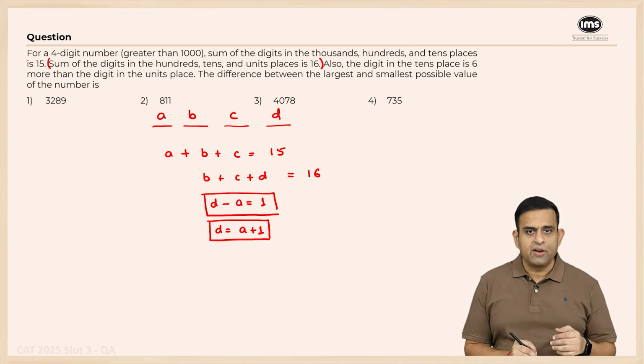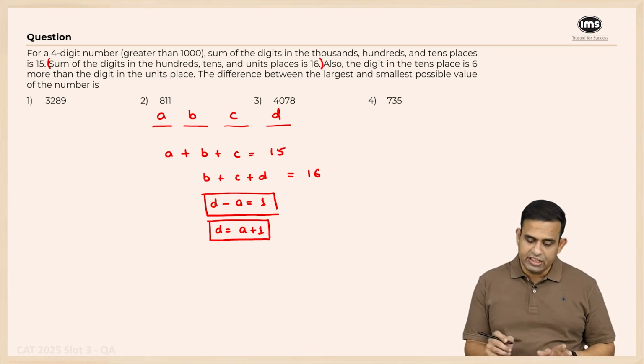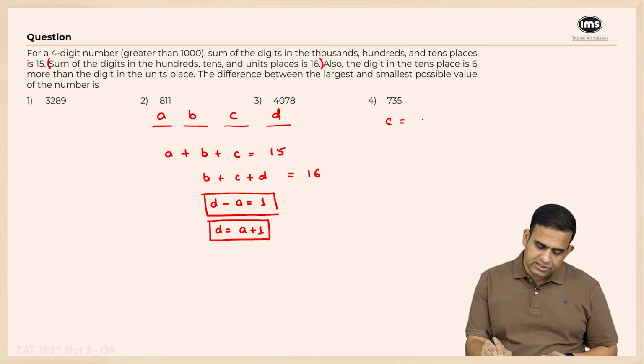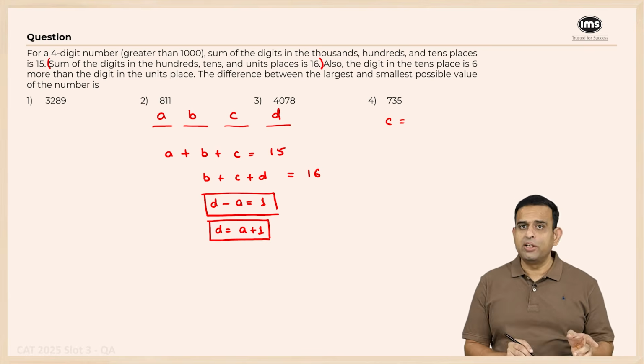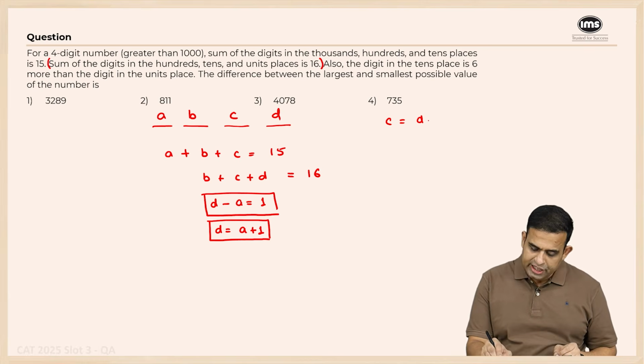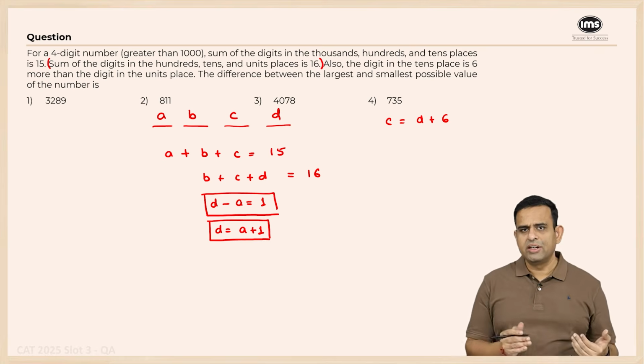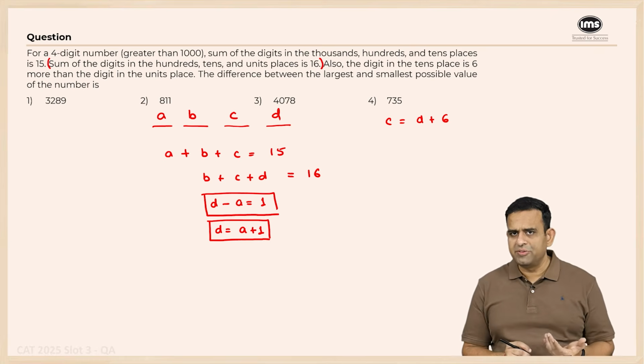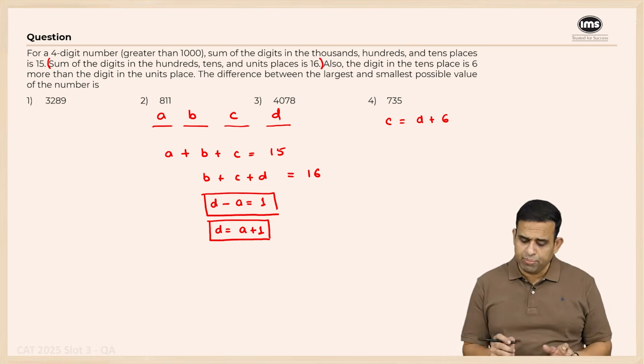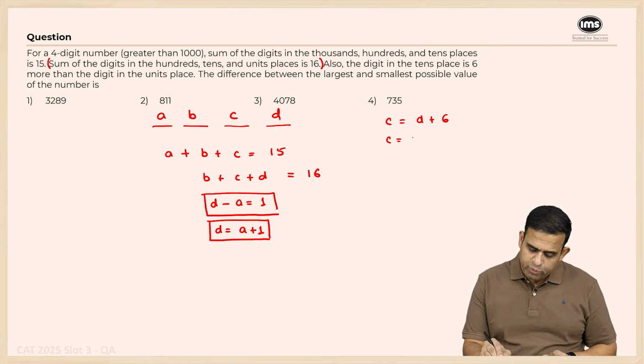Now they are telling you a few more things, that the digit in the tens place, which is C, is 6 more than the digit in the unit place. So C is equal to D plus 6. And suppose I want to convert in terms of A, to reduce the number of variables, I can put D as A plus 1. So if I put D as A plus 1, this part will become A plus 7 over here.